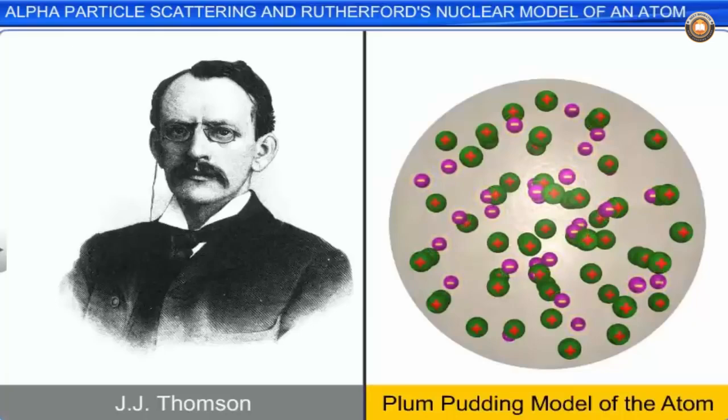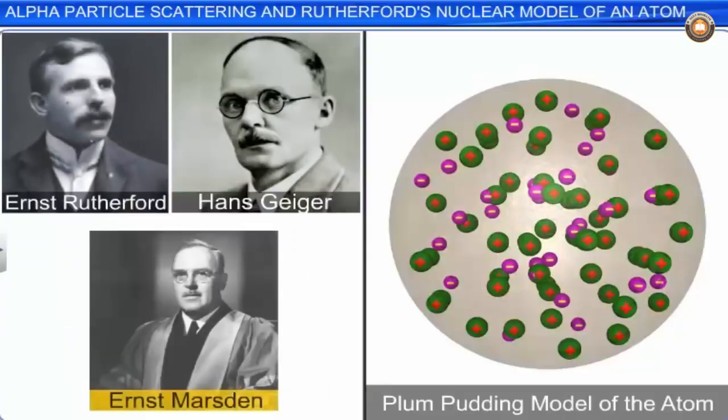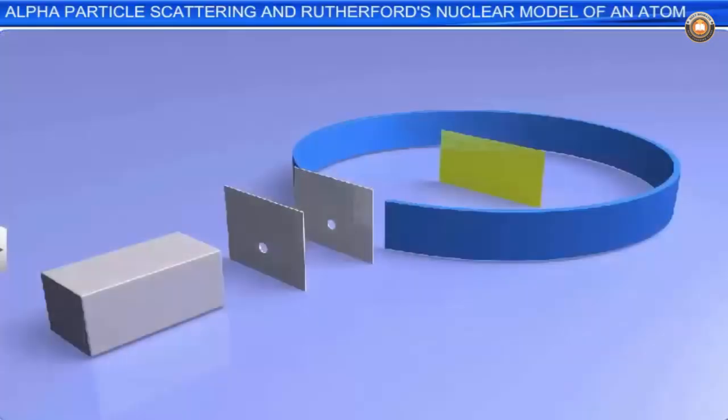But subsequently, an experiment proposed by Ernest Rutherford and carried out by his students Hans Geiger and Ernest Marsden, to understand the structure of the atom, proved that the plum pudding model of the atom was not in agreement with the results of the experiment. Rutherford proposed that the scattering of the alpha particles from atoms of an element would be helpful in understanding the structure of the atom. Let us now study and understand Rutherford's alpha particle scattering experiment, which led to Rutherford's nuclear model of the atom.